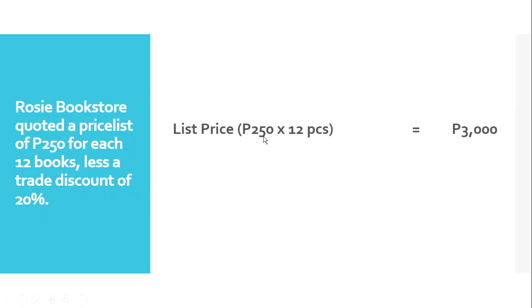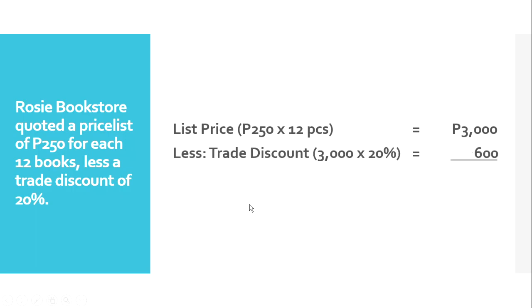Ang list price is 250 pesos multiplied by 12 pieces. So, that is 3,000 pesos. Then, deduct the trade discount, which is 3,000 multiplied by 20%. So, that is 600. Now, ang invoice price na lang natin ay 2,400. Again, ito na lang ang i-record natin. Disregard the 3,000 and the 600.